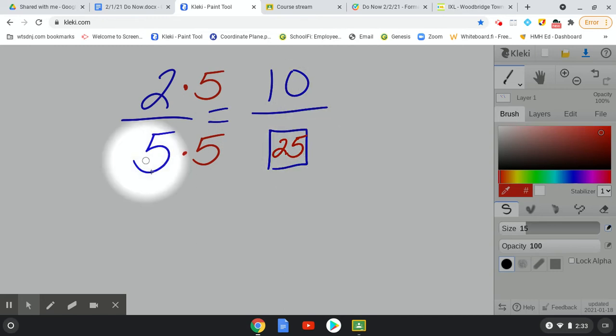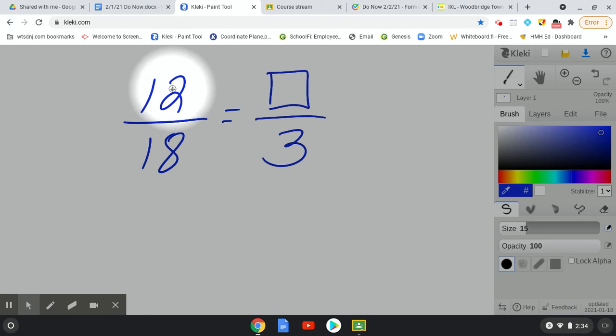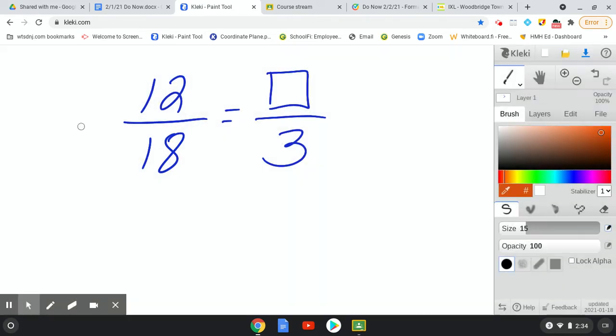Okay, now let's look at one where we're going from a larger to a smaller. So here I have 12/18 is equal to something over 3. So I'm going to look to see where I have both numbers. So I have both numbers in my denominator here. Here I'm going from a larger number to a smaller number. And we know when we're going from a larger to a smaller, we're either trying subtraction or division, but we're only dividing when we're talking equivalent fractions. So I know I'm going to have to divide here.